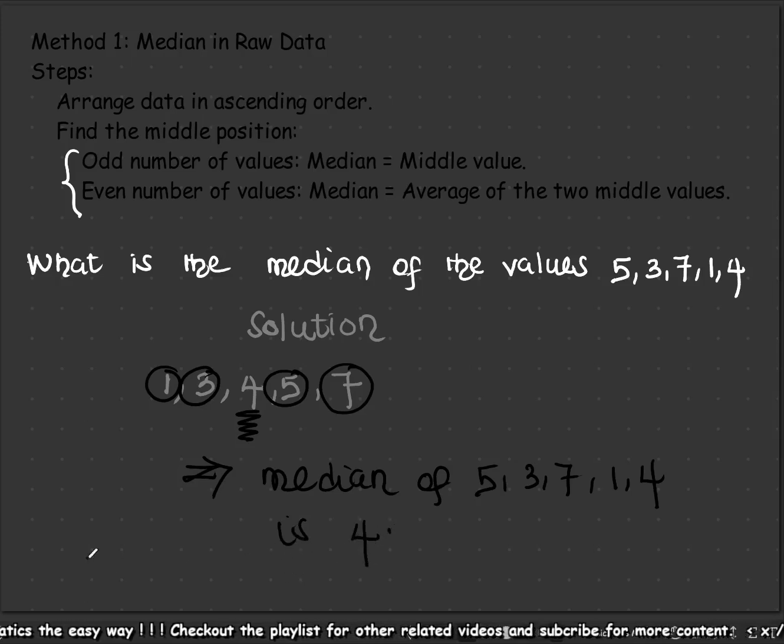So what did we do? We just took the values, arranged them in ascending order, and then found the middle number. Now let's look at how we can do it if we had an even number of values.